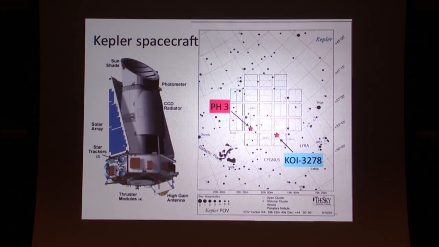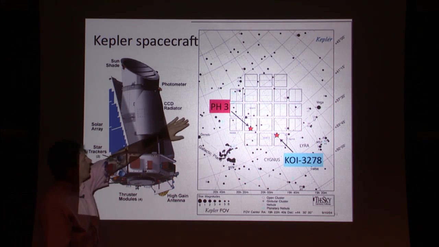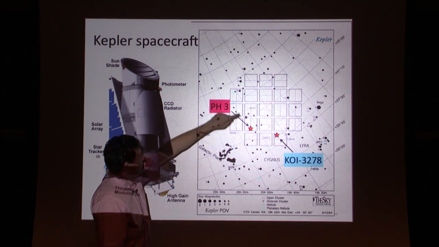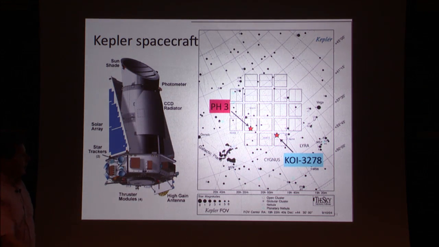Okay, so this is kind of the first system I'm going to drill deeper into. It's located here in the Kepler field of view, which is about 10 degrees by 10 degrees in the sky. I'm also going to later talk about another system if I have time.